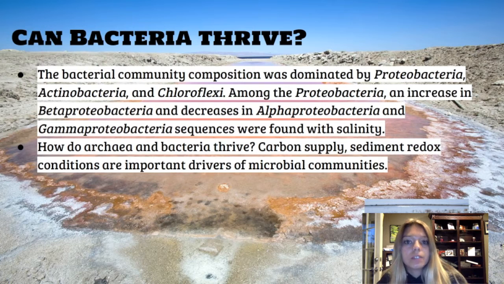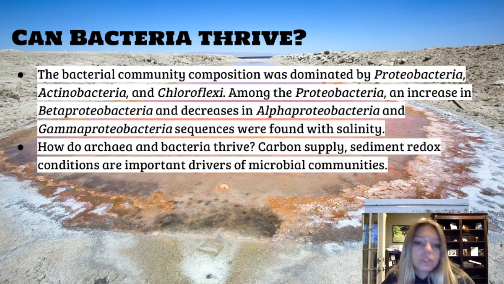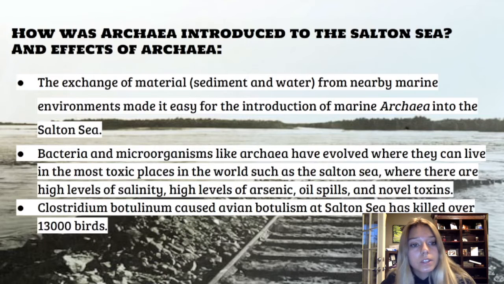So yeah, like I said, they did find bacteria in Archaea. The types of bacteria they found in the Salton Sea were Proteobacteria, Actinobacteria, and Chloroflexi. Gamma proteobacteria sequences were also found. Their DNA sequences were found in the salinity. So how do the bacteria thrive? Carbon supply and redox in the sediment, and that's pretty much how they continue to survive in the Salton Sea.